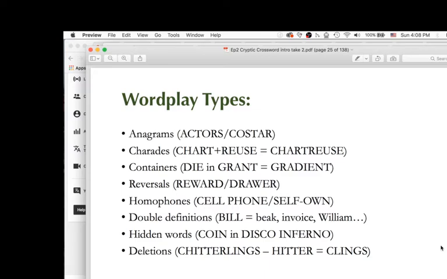I could have deleted a single letter, which could be specified by deleting the first letter, the last letter, the very middle letter, a particular letter of the alphabet that you specify. It could be the first and last letter that you remove. There are many options for deletions.